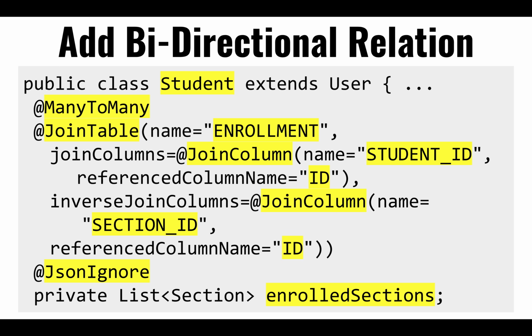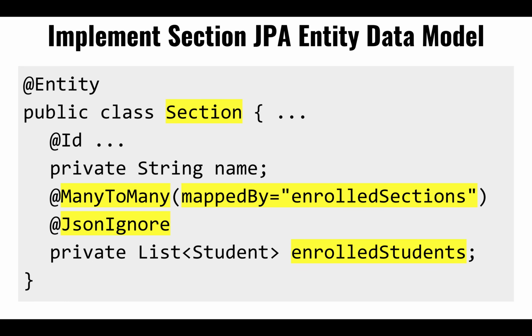Yes. How does it figure out which table it is calling from? Like student ID has to be from the student. Yeah, so right. The first one, the join columns, refers to this class, which is student, wherever you are, and the inverse refers to the other class. The inverse join columns will refer to sections, because the section says who's mapping to it. The section says I'm being mapped by enrolled sections.